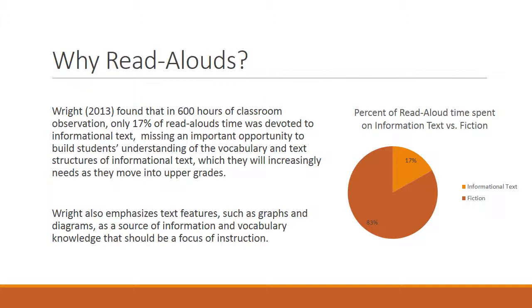Another author we found noted that in 600 hours of classroom observation, only 17% of read-aloud time was devoted to informational text. And the author argues that this misses an important opportunity to build students' understanding of the vocabulary and text structures of informational text. And this was especially true at younger grades. They're missing that opportunity to give them the skills that they will increasingly need as they move into the upper grades. The author also emphasizes text features, again, such as graphs and diagrams, as a source of information and vocabulary knowledge that really should be the focus of instruction.